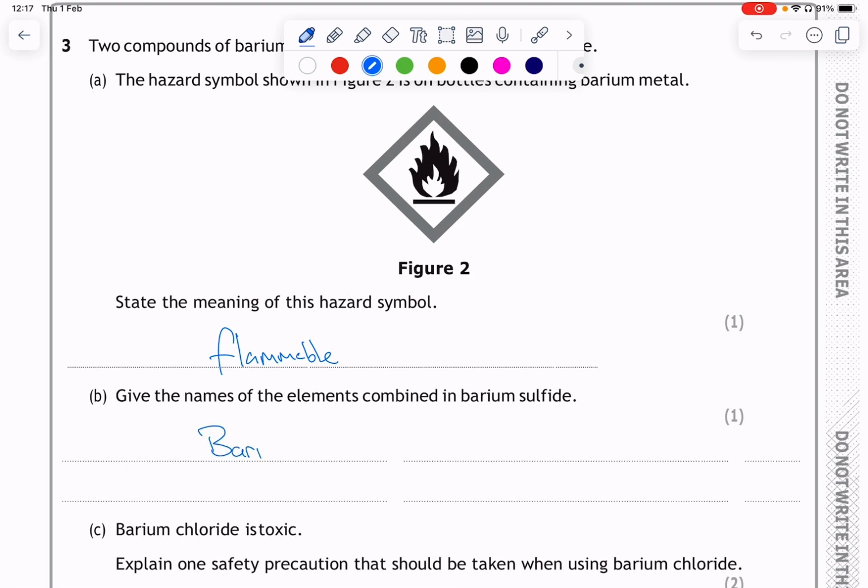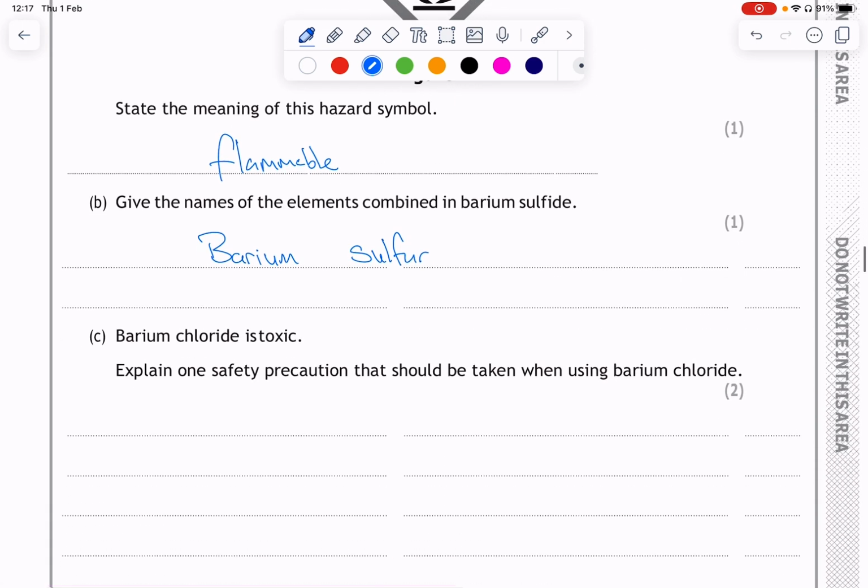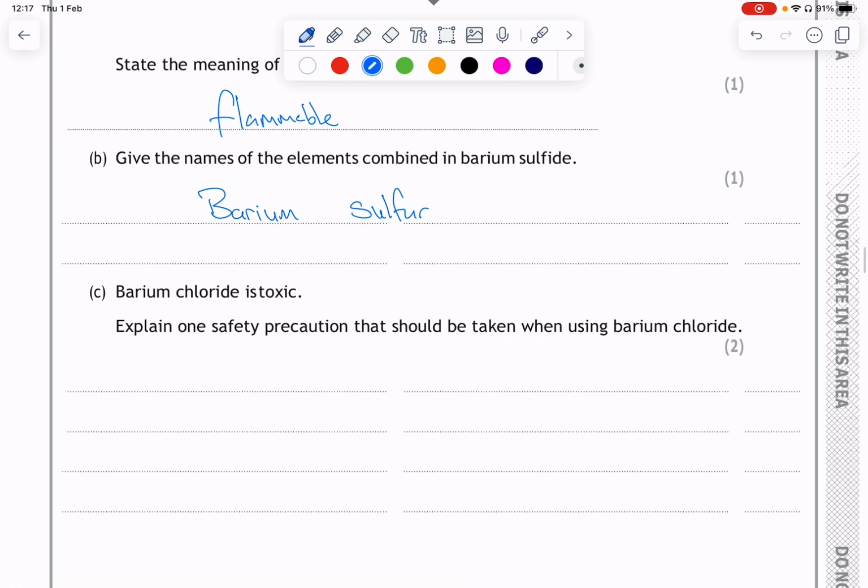So we're obviously going to have barium. Now because it's sulfide, we will actually need sulfur. So you've got barium and sulfur, and you've got to get both right there for 1 mark. Okay, barium is toxic. Explain a precaution that you would use when handling it.